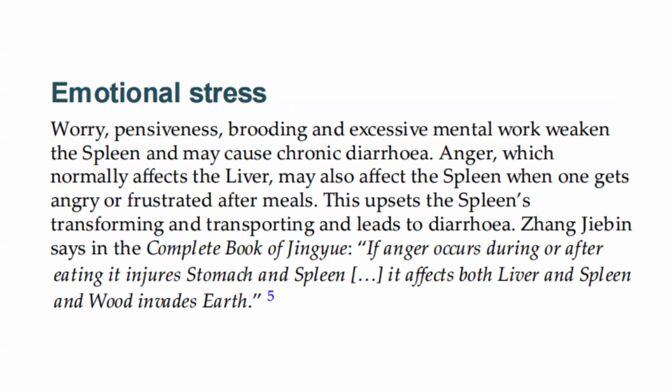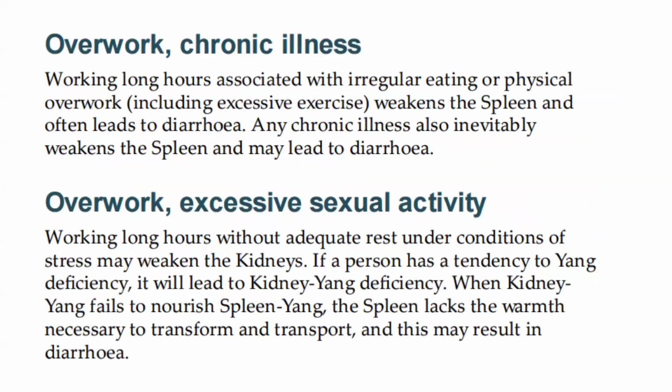Zhang Jingyue says in the Complete Book of Jingyue, if anger occurs during or after eating, it injures stomach and spleen. It affects both liver and spleen, and wood invades earth. Working long hours associated with irregular eating or physical overwork, including excessive exercise, weakens the spleen and often leads to diarrhea. Any chronic illness also inevitably weakens the spleen and may lead to diarrhea.